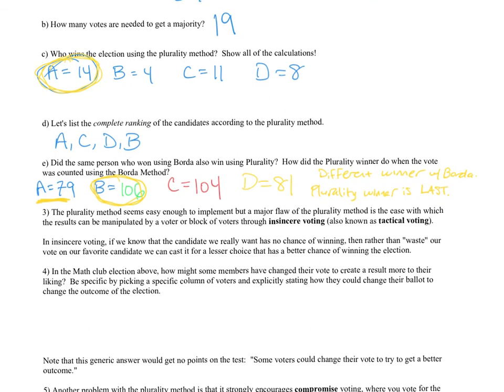So the plurality method seems easy enough to implement, but a major flaw of the plurality method is the ease with which the results can be manipulated by a voter or block of voters through something called insincere voting or tactical voting. In insincere voting, if we know that the candidate we really want has no chance of winning, then rather than waste our vote on our favorite candidate, we can cast it for a lesser choice that has a better chance of winning the election. So let's look at the math club election and see how some members might have changed their vote to create a result more to their liking.